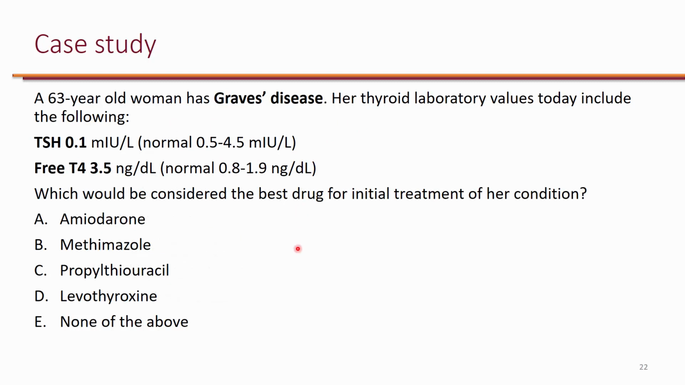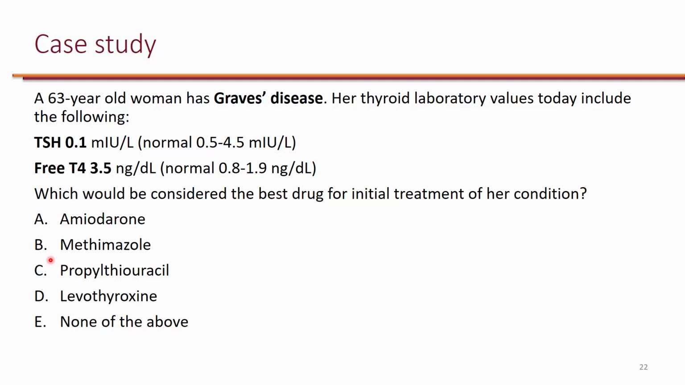So now that we know what the patient has, which would be considered the best drug for initial treatment for her condition? We don't have any information, and especially at 63 years old, this patient is unlikely to be pregnant. The drug of choice for non-pregnant patients, or patients not in their first trimester, would be methimazole. So methimazole would be the right answer.